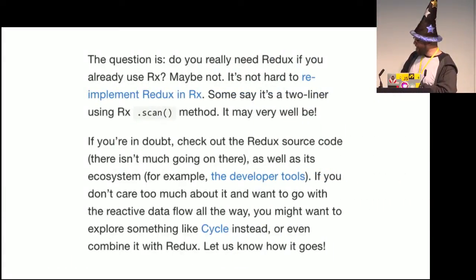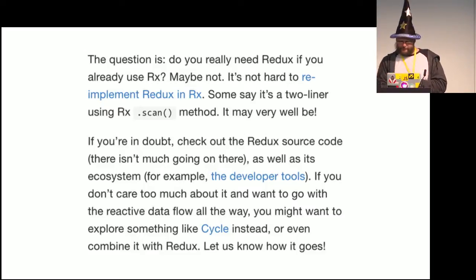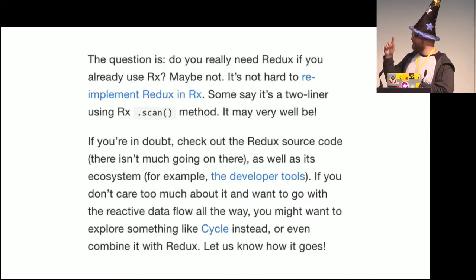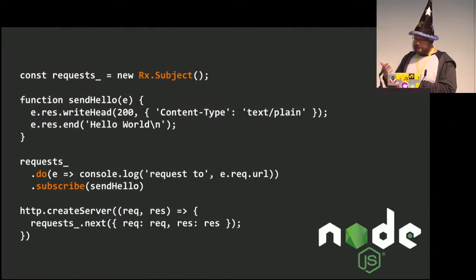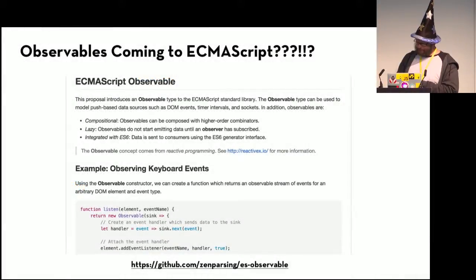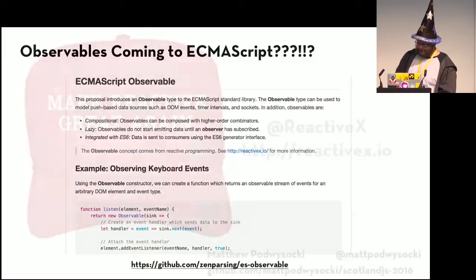So if you're using things like Redux and so forth, you can actually replace Redux with just one line of observable using scan. And if you want to talk about that, I'd be more than happy to afterwards. But we have this idea that we can also do this in Node as well as the browser. And what we're doing is we're trying to bring this also to ECMAScript in the future. We're still kind of on stage 1, but what we're trying to do is make reactive programming amazing again.